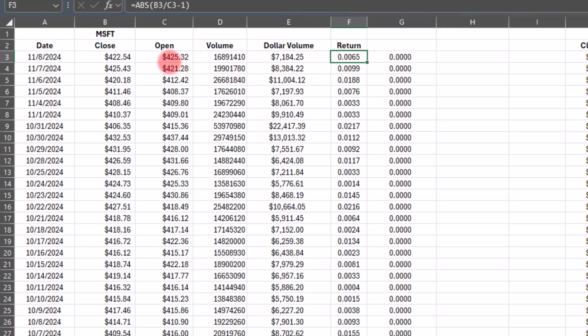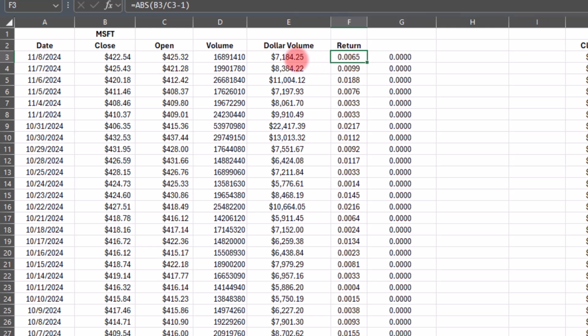We'd have to look at the difference between the open and the close. So it went from 425 down to 422. So it actually fell 0.65%. But again, forgetting the direction, it was a change of 0.65%. But it took $7.2 billion to be pumped into that stock to get any kind of movement out of it.